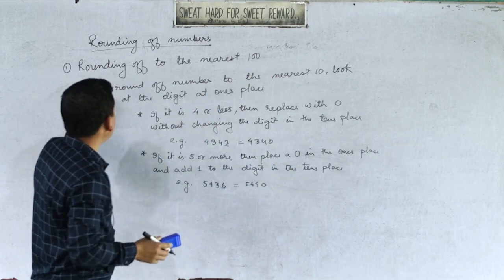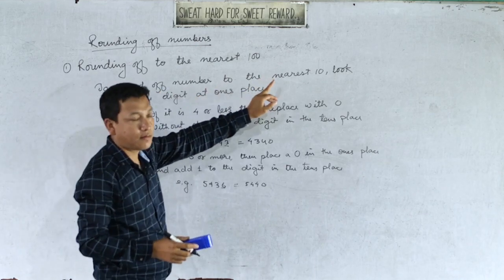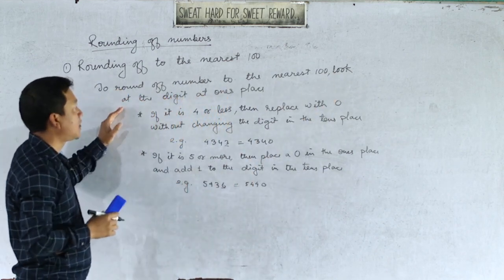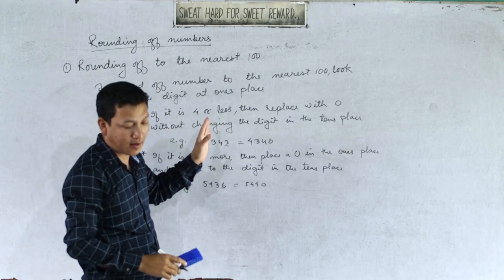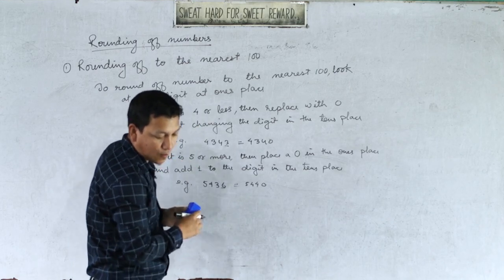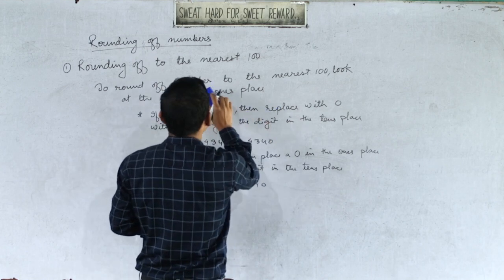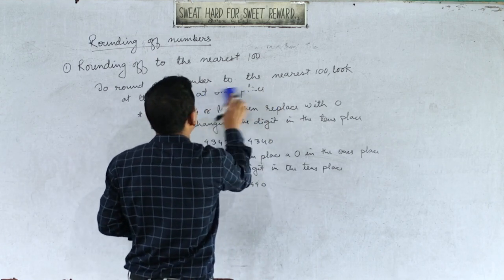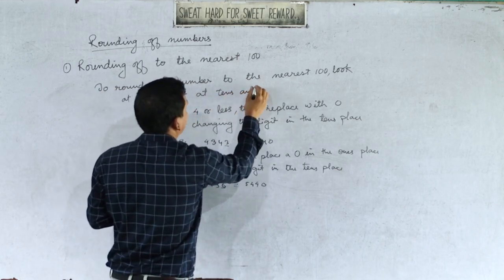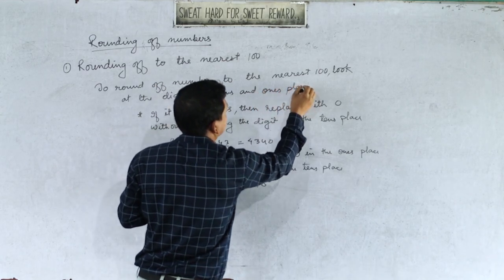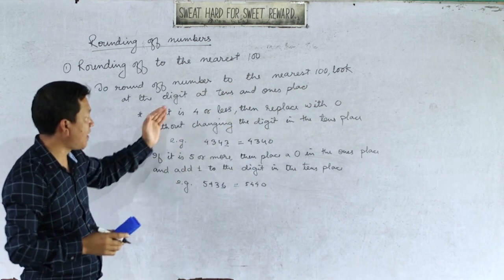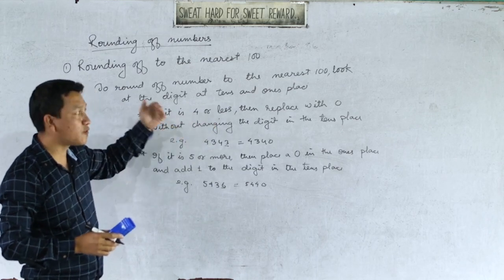Now to round off a number to the nearest 100, look at the digit at the tens and ones place, the higher level.